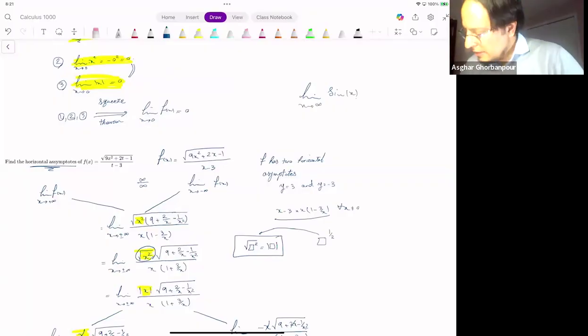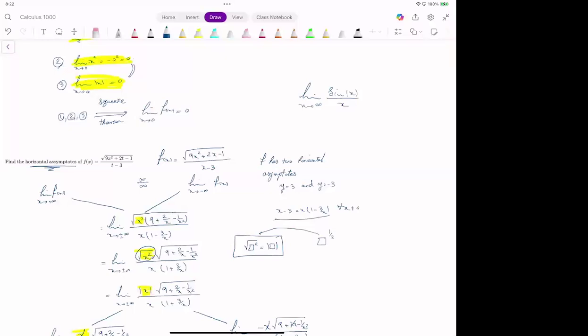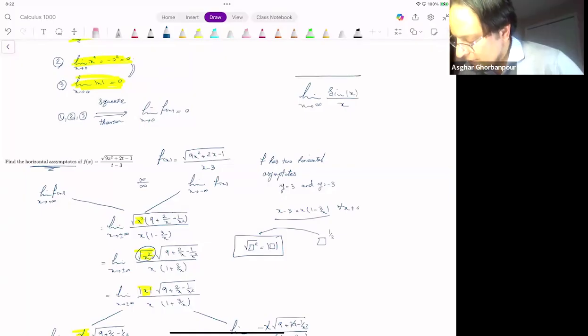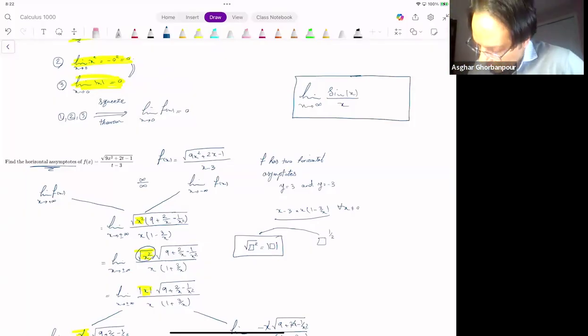Let me see, sorry. Yes, for example, this. This is a question, yes. Okay. Can anyone tell me what is the answer for this limit? Either positive or negative, doesn't matter.